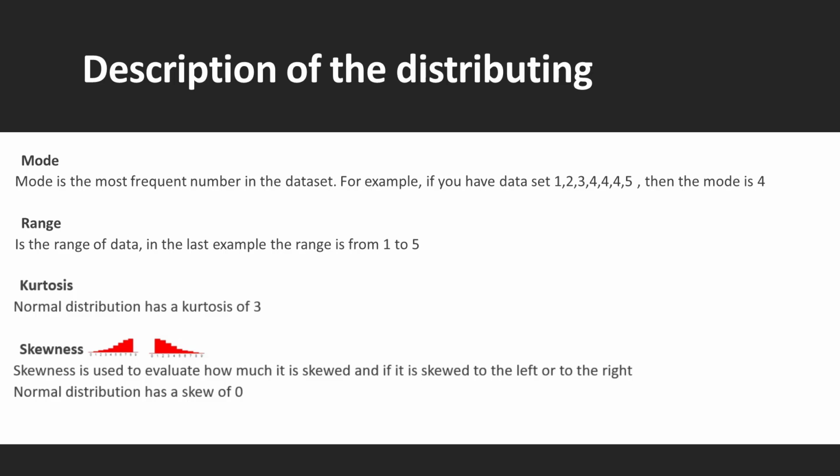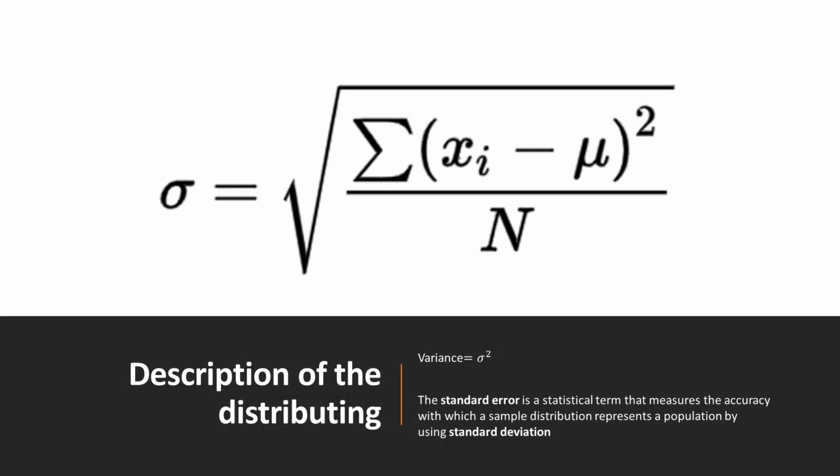Normal standard distribution has kurtosis of 3. Standard deviation is calculated by this formula, but don't bother to memorize it. We'll use Excel to calculate it in the future and only learn how to interpret that. Variance is just simply standard deviation squared. The standard error is a statistical term that measures the accuracy with which a sample distribution represents a population by using standard deviation. Sigma is a measure of variance in data.